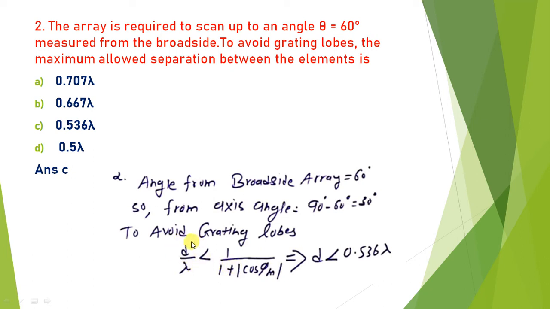Now lambda is not given to you. You have to find out the distance, but phi m is given to you. Phi m we have calculated, that is equal to 30. So put cos 30 in the mod plus 1, and 1 divided by everything. That will give you d is less than 0.536 lambda. Okay, so the answer is C.